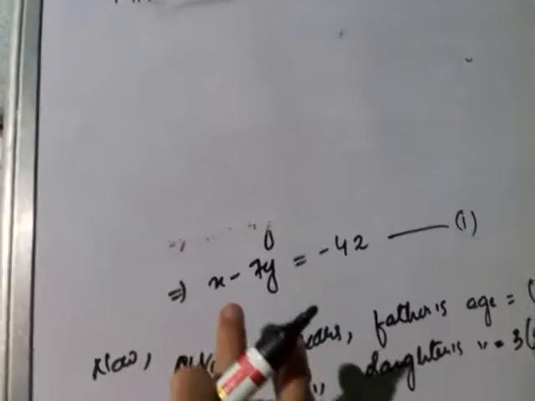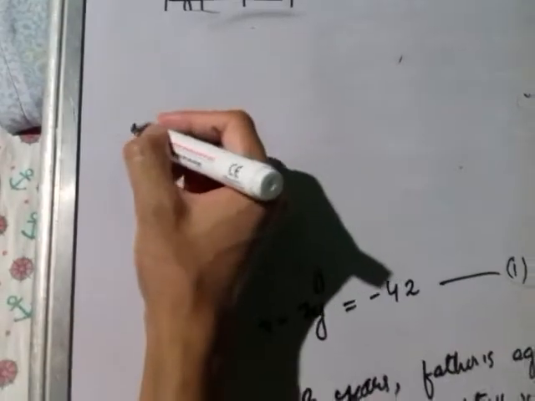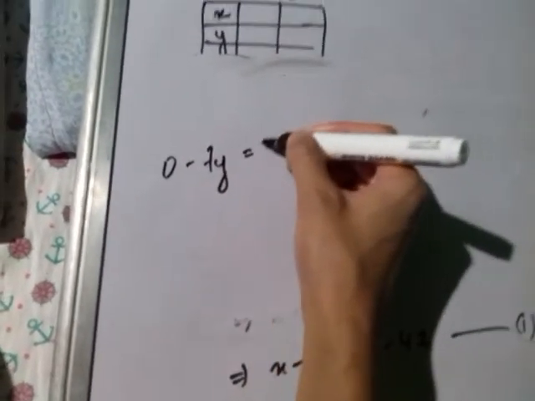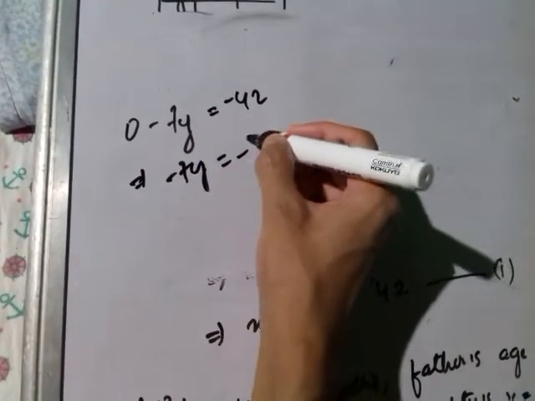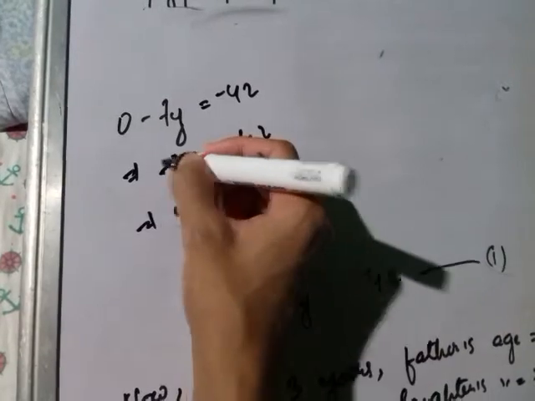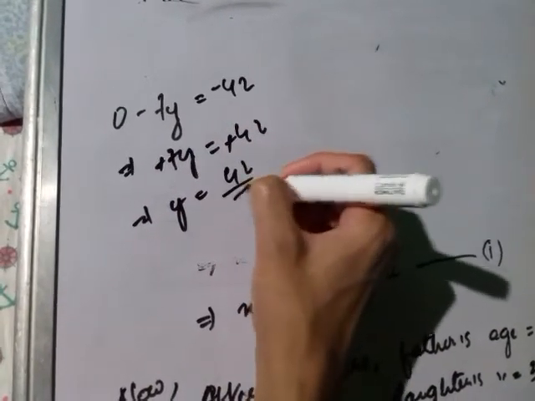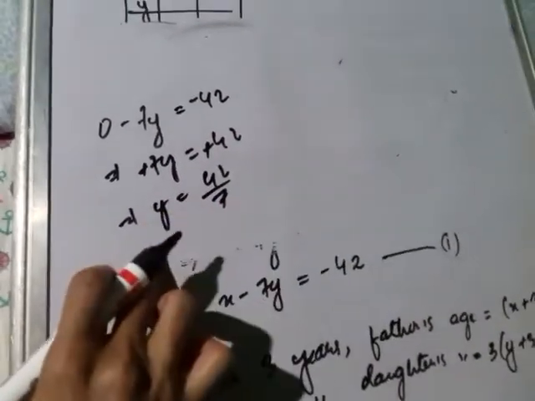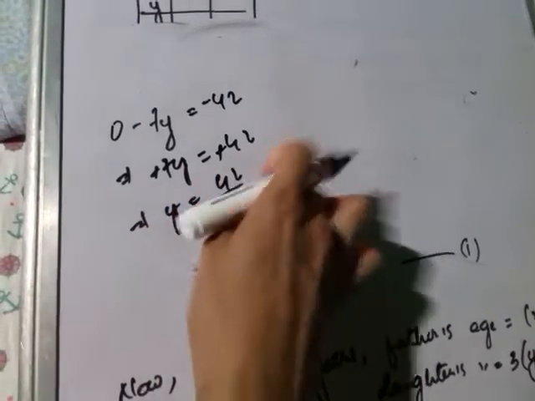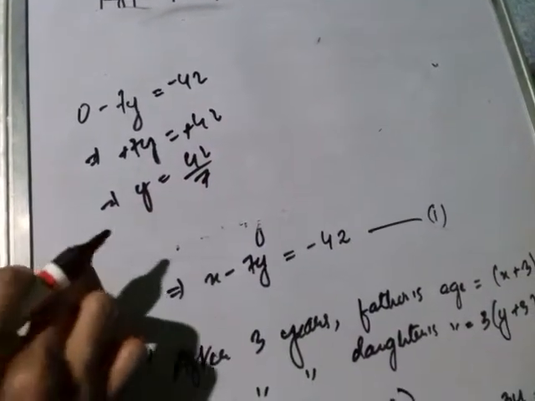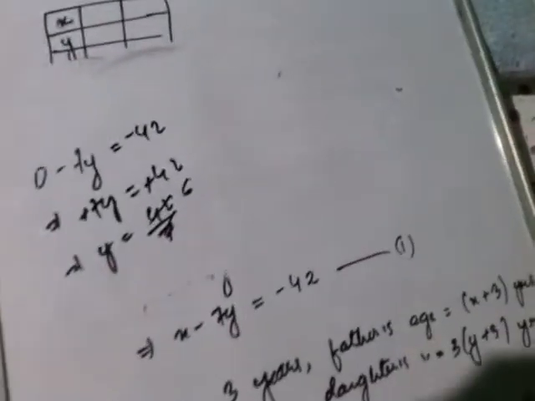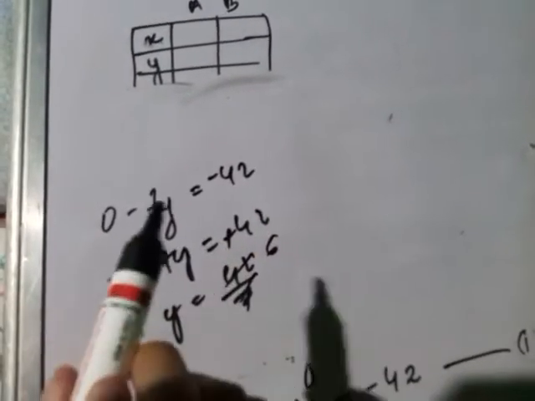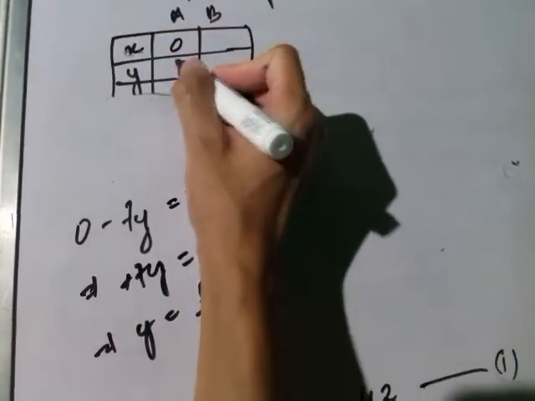Now you see, if you take x as 0, what will remain? Minus 7y equals minus 42. Y will be how much? Minus minus will be cancelled. 42 by 7. So y will be what? 7 sixes are 42. So if you put x as 0, then y will be 6.